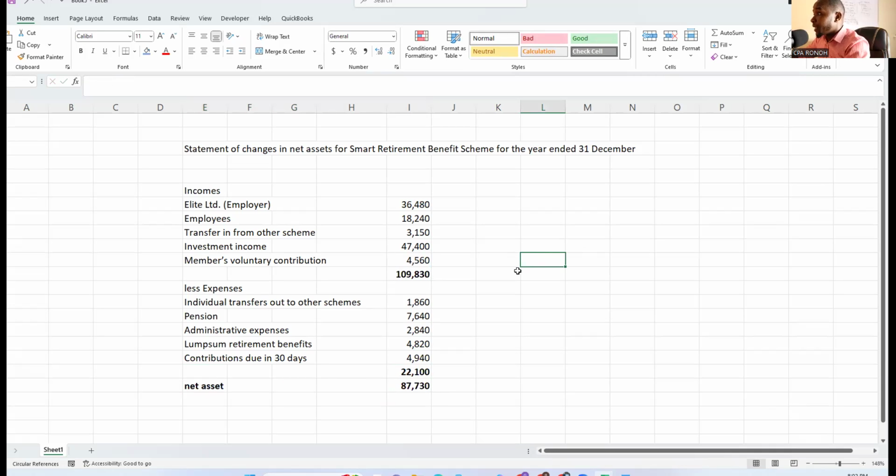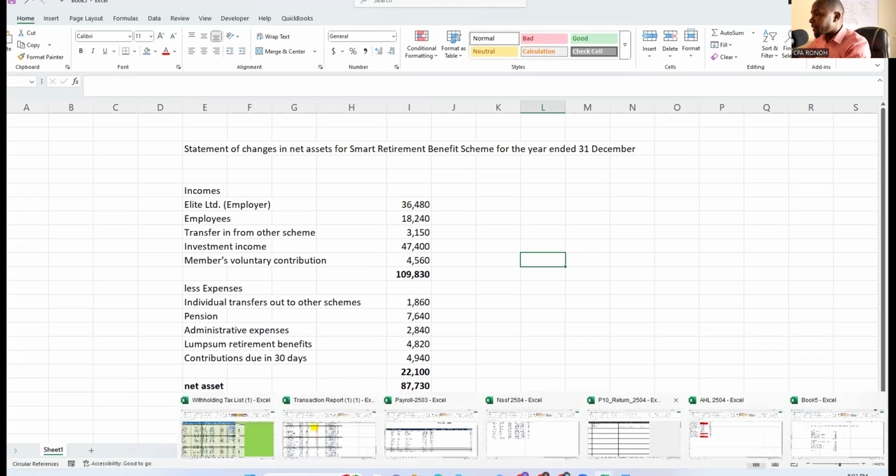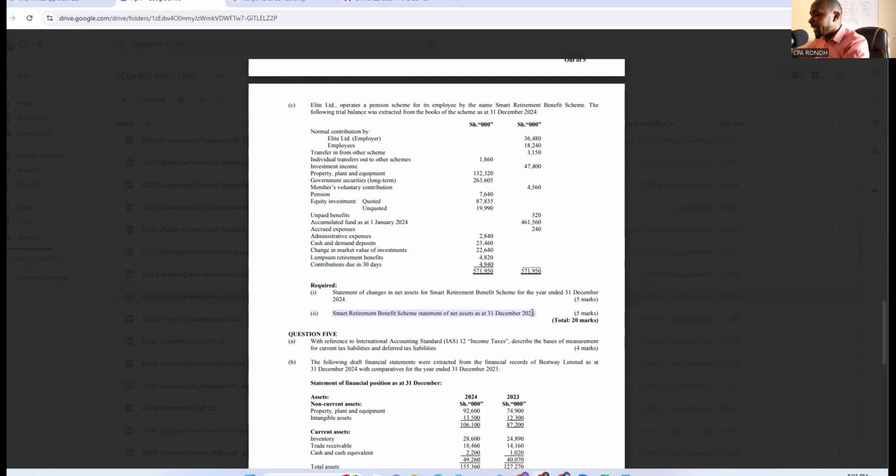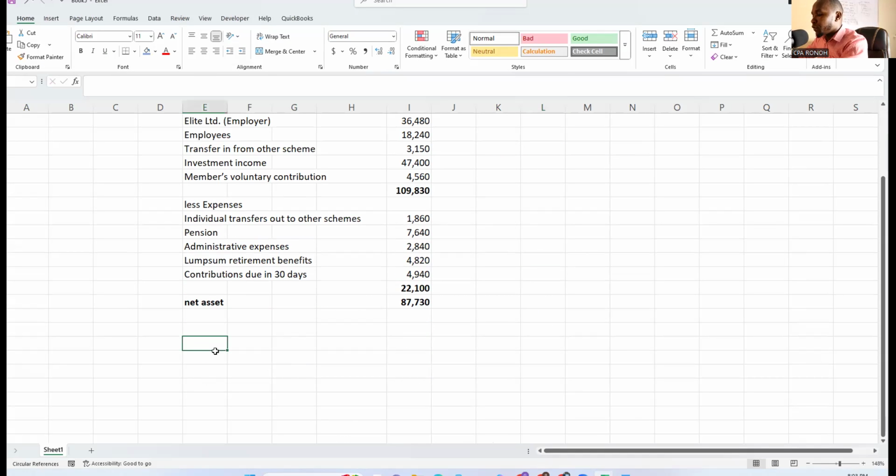You can see this one will take you around 3 minutes. You are done with your 5 marks. FAR is very easy, so long as you know the format. The key is the format. Once you understand the format, then you come to the adjustments.